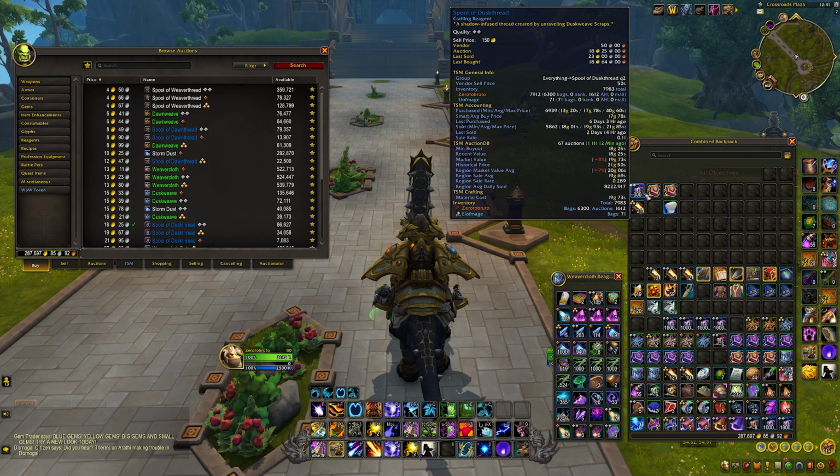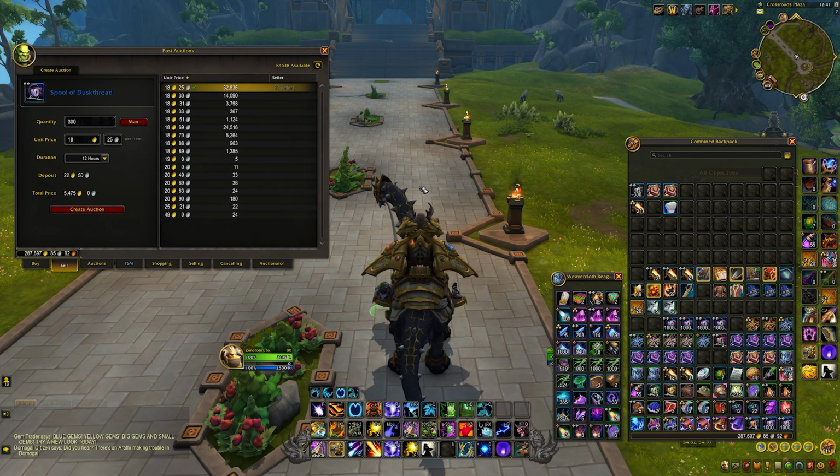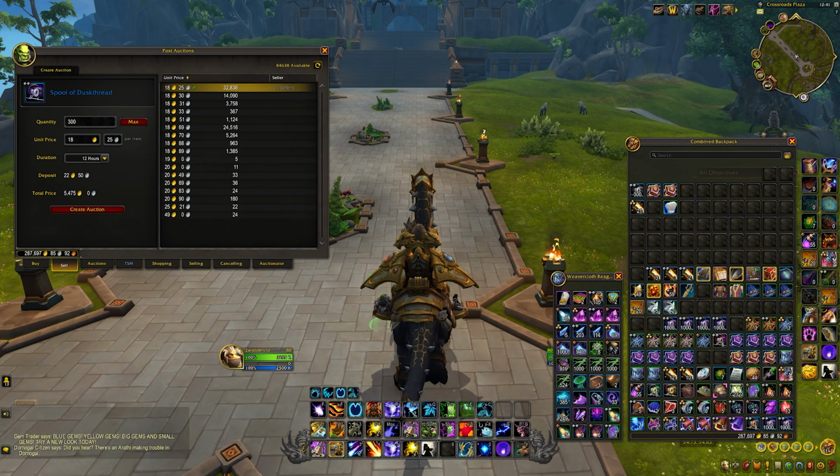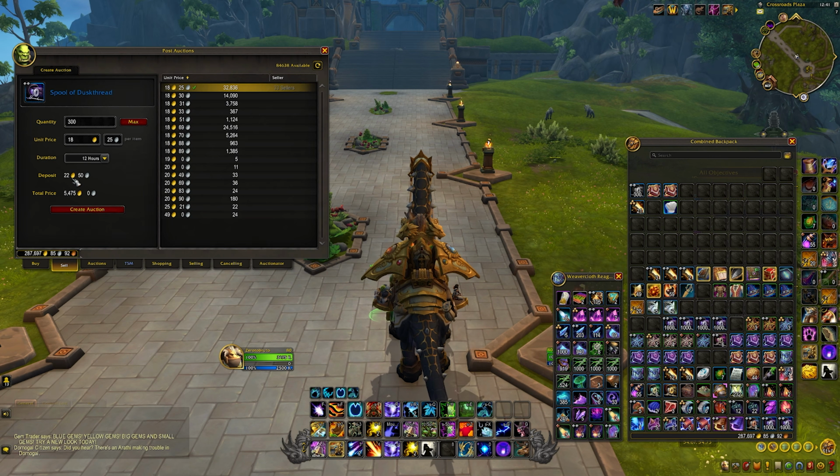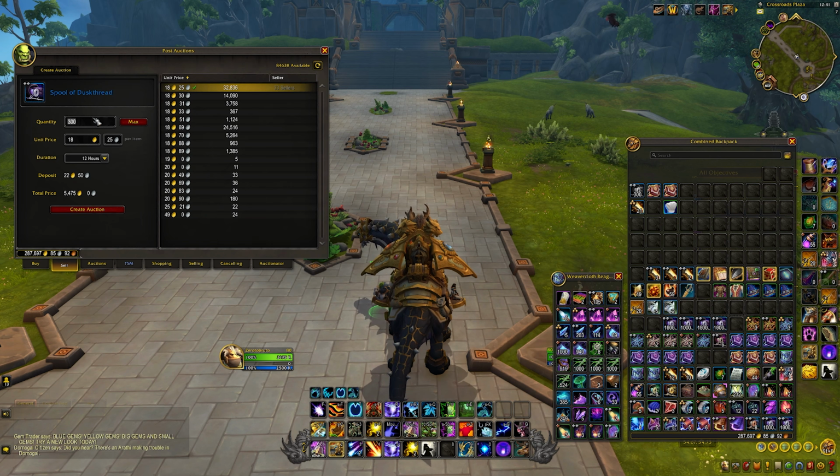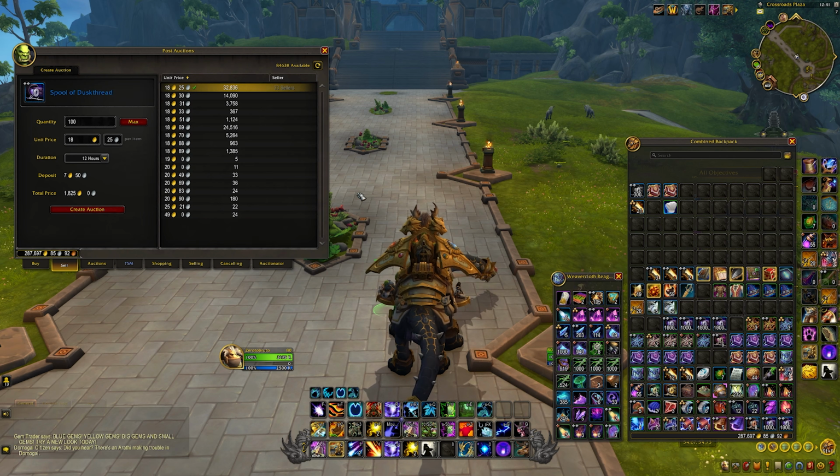Let's talk about the auction house fee. Whenever you post an auction on the auction house, it's going to have a deposit cost. If I want to post the 300 Spool of Dusk Thread here, it's going to immediately cost me 22 gold and 50 silver. If I want to post 100 of them, it's going to cost me 7 gold and 50 silver, etc. So you are paying to post your auctions on the auction house.